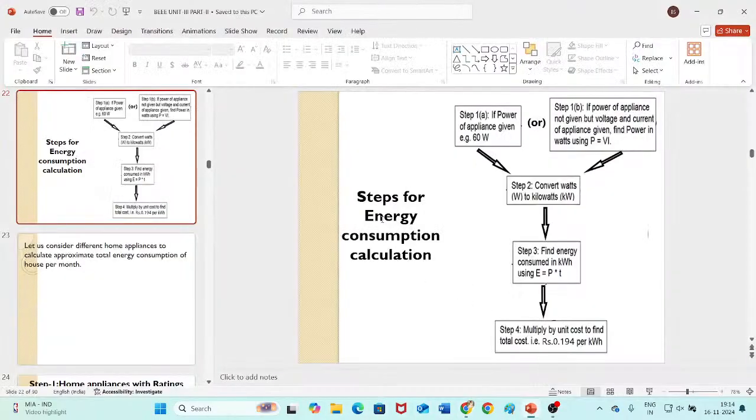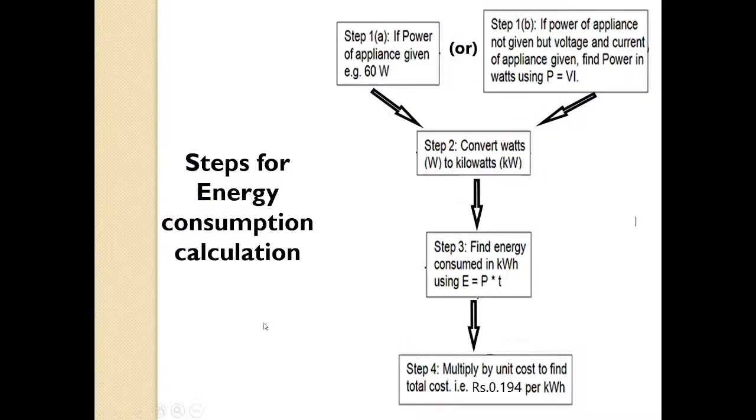So the steps that are to be followed to calculate the energy consumption are, first of all, we must see what the power rating of the electrical appliance is. The power rating will be provided on the label that is stuck on your electrical apparatus. The rating will be provided in watts. For example, it may be written 10 watts, 20, 30, 40, whatever it may be. Here, for example, I have written 60. Or if the power rating is not provided, voltage and current rating will be provided.